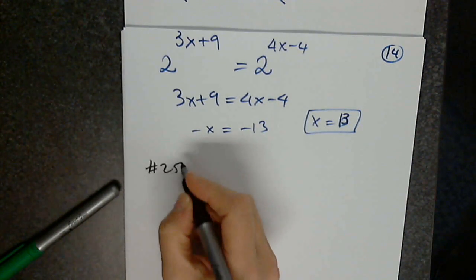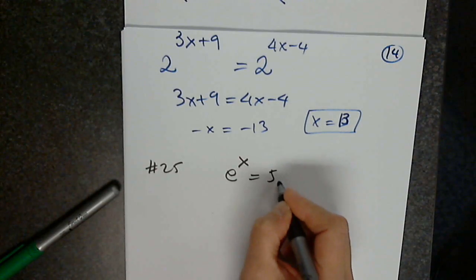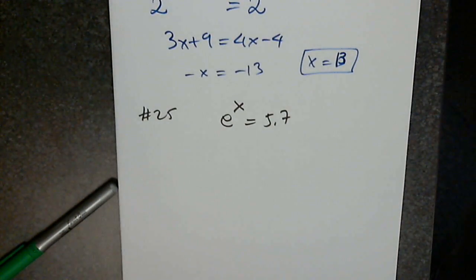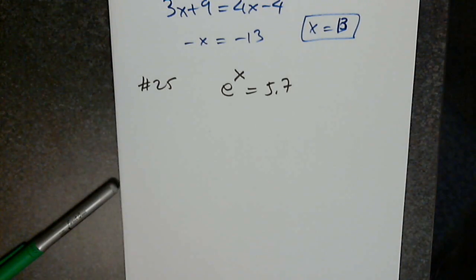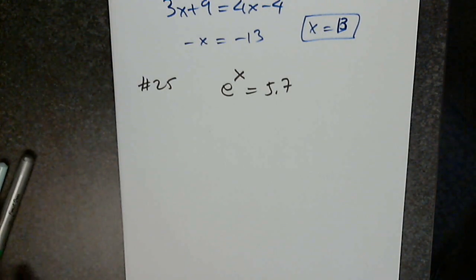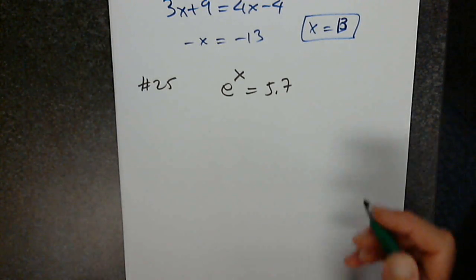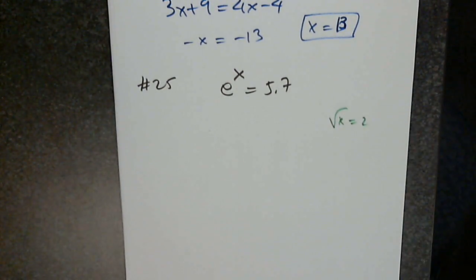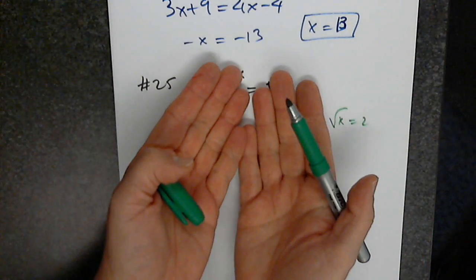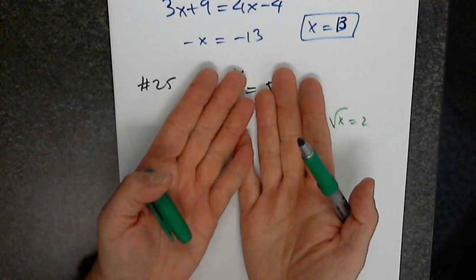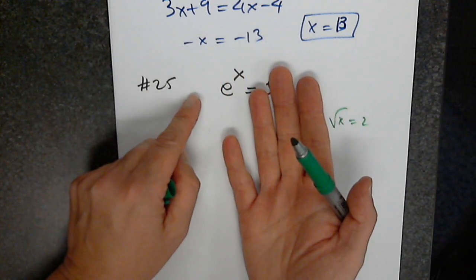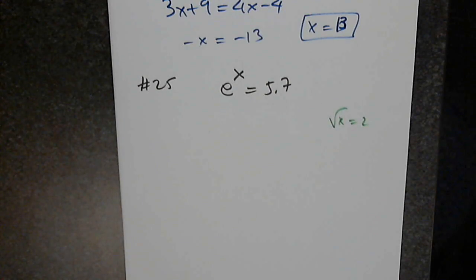Problem 25. e to the x equals 5.7. Now, no matter what I do, I will never be able to present e and 5.7 with the same base. That's not possible. There is still a way of solving the equation. Remember what we did with this equation, the square root of x equals 2. What did we do to both sides to solve this equation? Right, we applied the inverse function. The same thing here. I want to apply a function that will bring this power down in front. Which function will do that if I apply it to both sides?